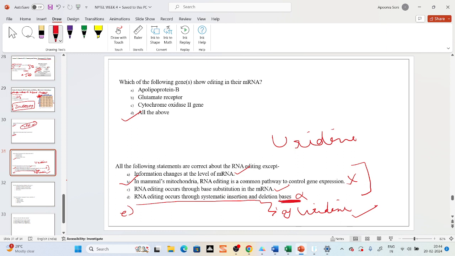Why? Because the mammalian mitochondrial genome kind of reflects a prokaryotic system. If you have studied, some of the prokaryotic genomes have transferred into the eukaryotic mitochondria and chloroplast. So the mitochondria and chloroplast genome kind of reflects a prokaryotic genome. And if it reflects a prokaryotic genome, then there is no point of having any kind of post-transcriptional modifications, whether it is RNA editing or any other kind of modifications. So this statement becomes completely incorrect. So in comparison, this statement is more correct.